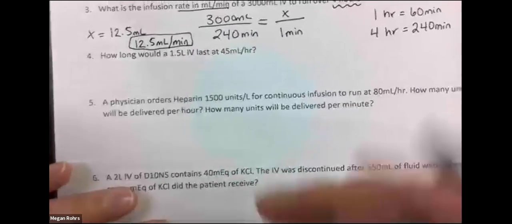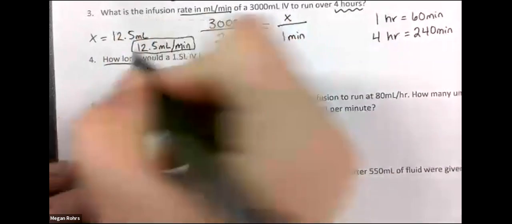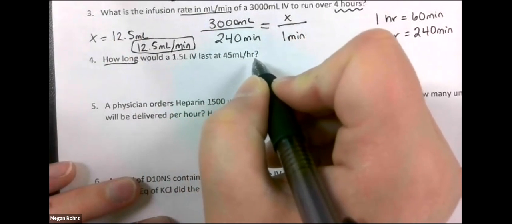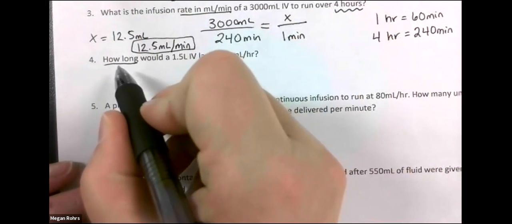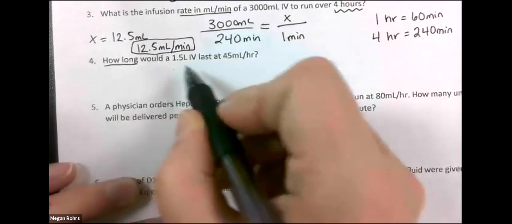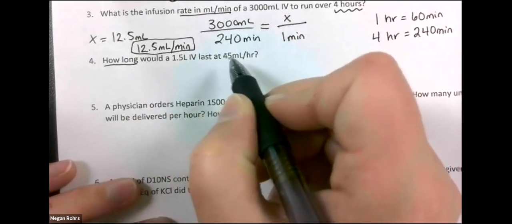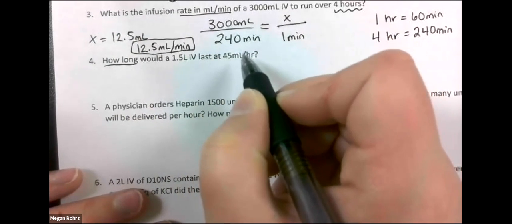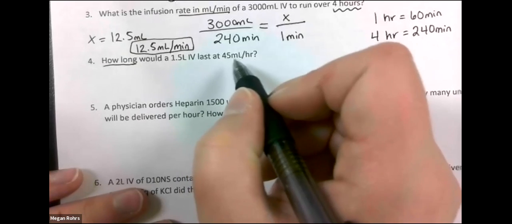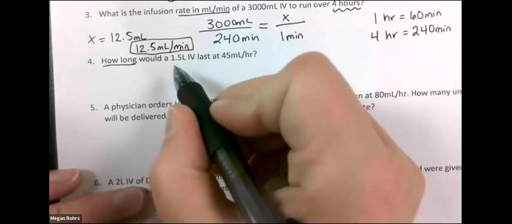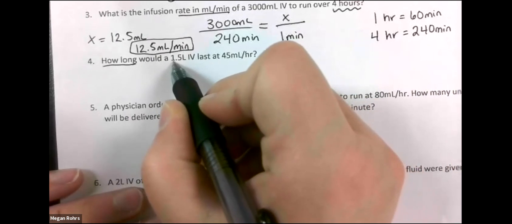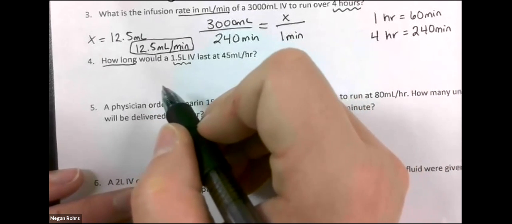Okay, now number 4 here. How long would a 1.5 liter IV last at 45 milliliters per hour? So here they're asking me how long or how much time would this IV last? So the only thing I know about time that's given is milliliters per hour. So I'm going to be solving for hours here. And I know that this is running at a rate of 45 milliliters per hour, but I see that they gave me the volume in liters. So immediately I need to recognize that I should convert this 1.5 liters into milliliters.